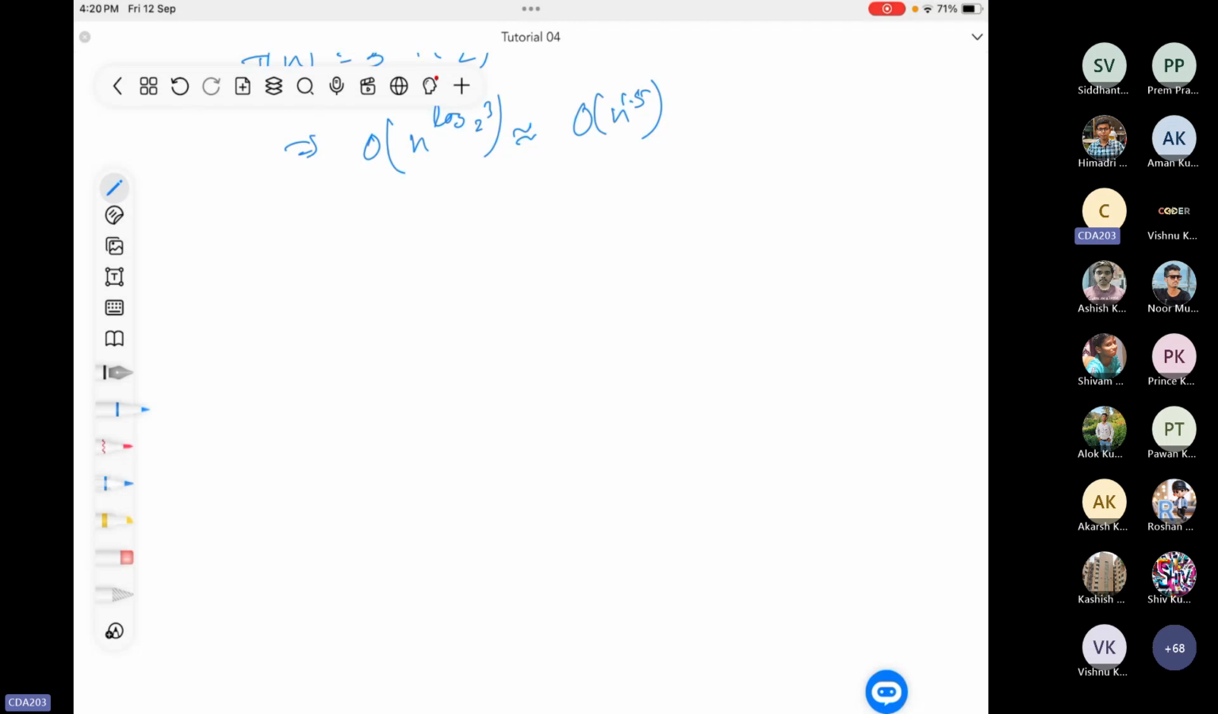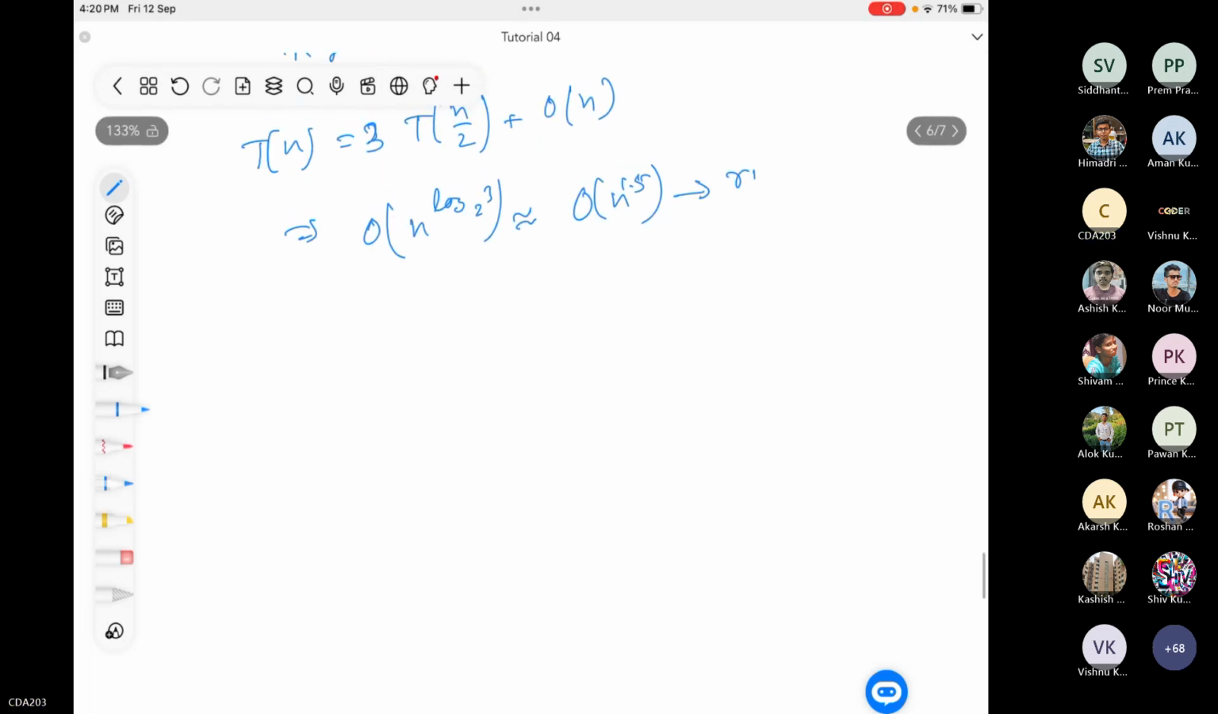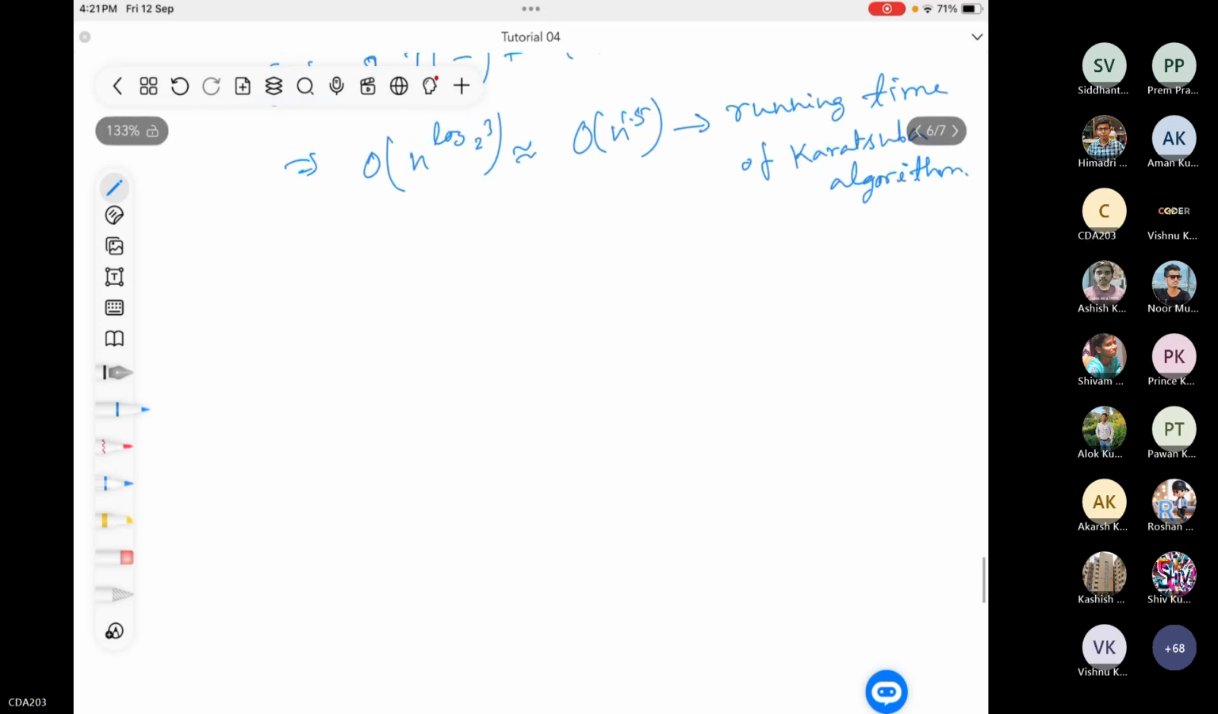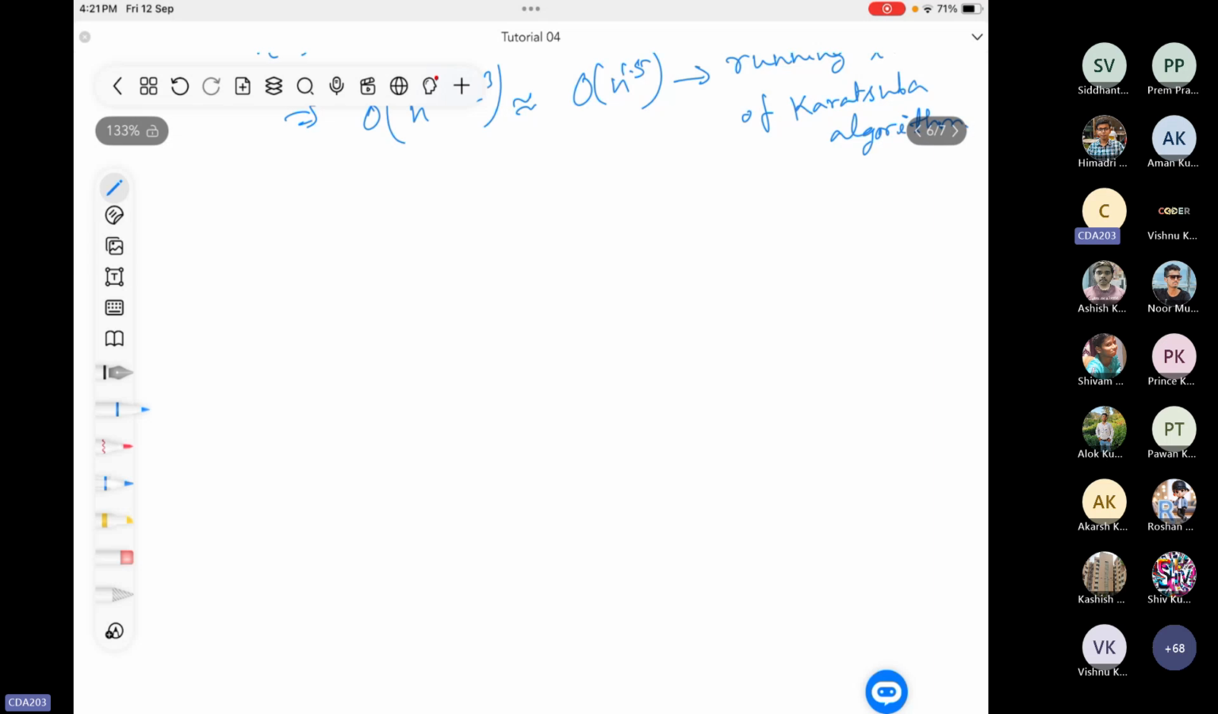So the next problem that we discuss, it's clear, right? Is there any question? So this is the running time of Karatsuba algorithm. If there is any question, ask me now, then I'm going to the next problem, which is the matrix multiplication problem. Okay, I guess there is no question. So the next problem is matrix multiplication.